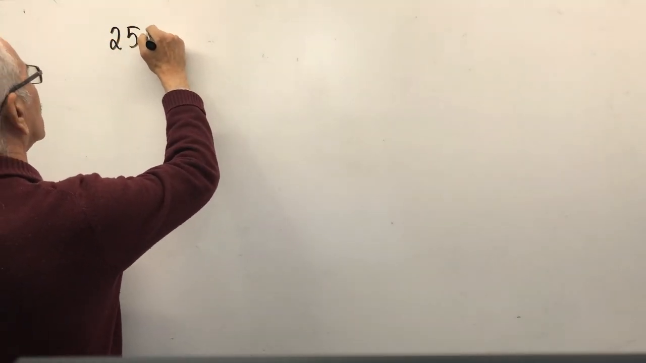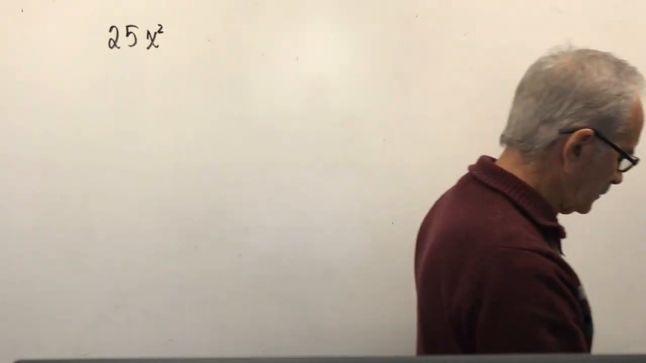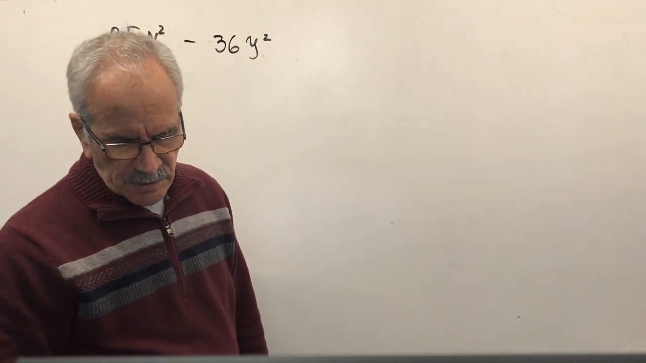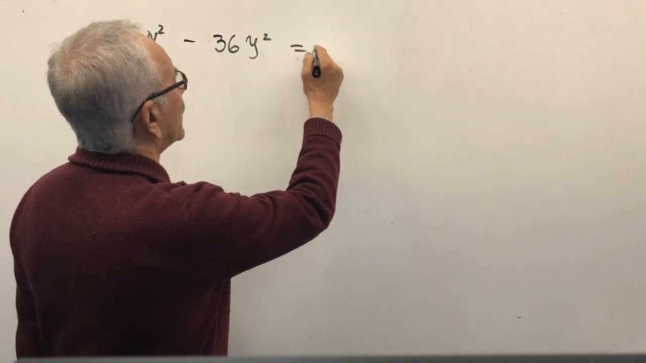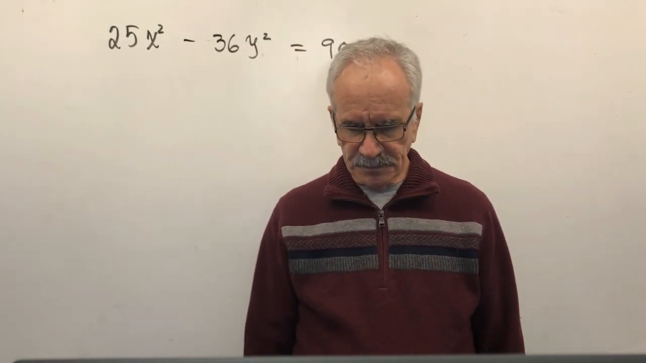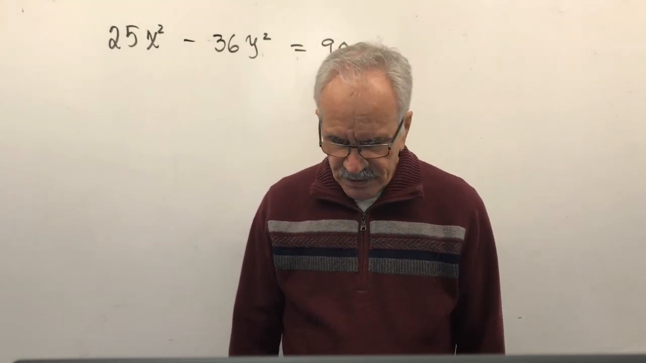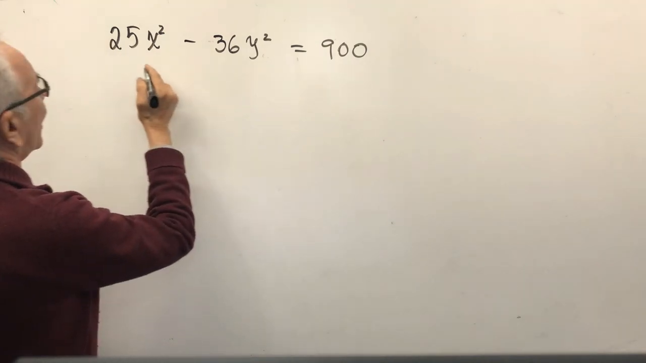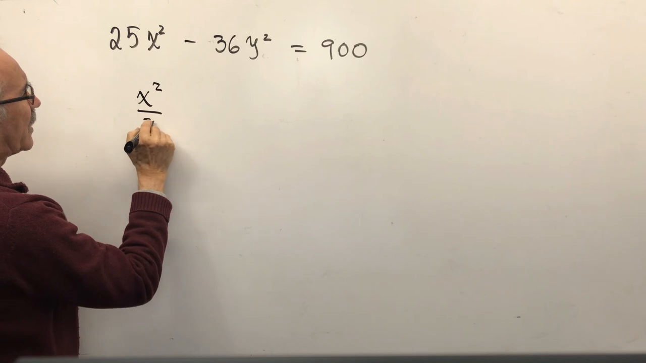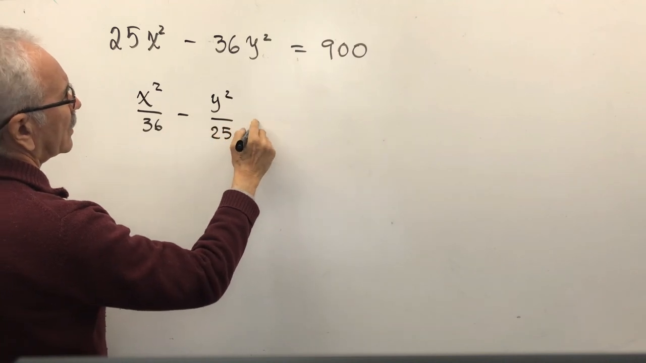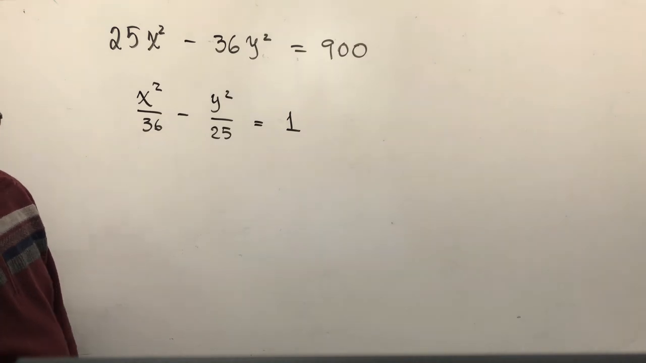Square. x squared minus 36y squared equals 900. All the same, 900. The same numbers we used before. Everything is prepared to facilitate our work. So we proceed by dividing one more time by 25 times 36. And we get x squared divided by 36 minus y squared divided by 25 equals 1.